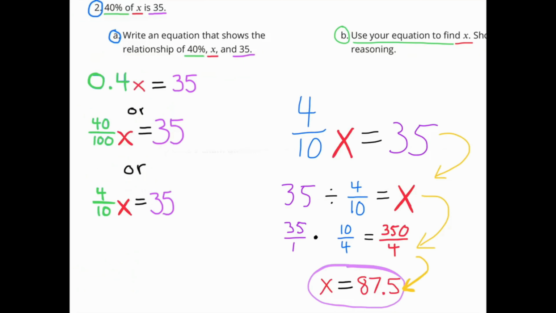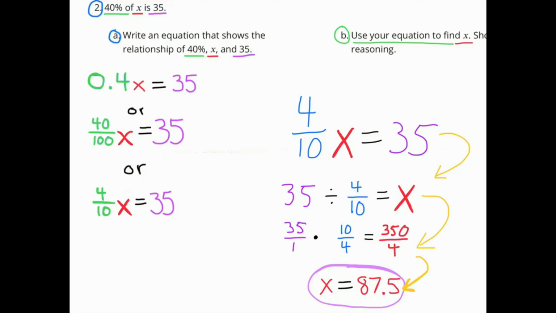B. Use your equation to find x. Show your reasoning. 4/10 x equals 35. That's the same as 4/10 times x equals 35. To solve for x, we can do 35 divided by 4/10 equals x.